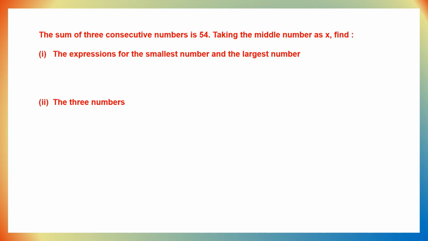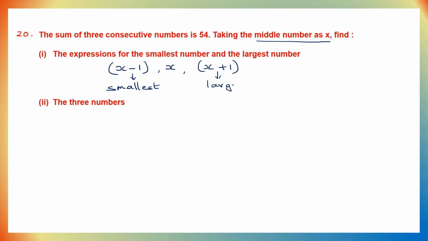Question 20. The sum of three consecutive numbers is 54. Taking the middle number, there are three numbers. Let the middle number be x, as they're telling us. The smallest number will be the number before it, so it will be x minus 1. And the number after that will be greater, so that will be x plus 1. So x minus 1 is the expression for the smallest number, and x plus 1 is the expression for the largest number.